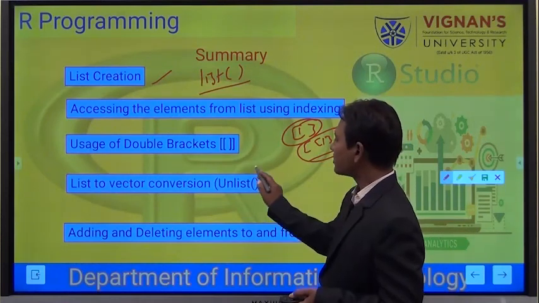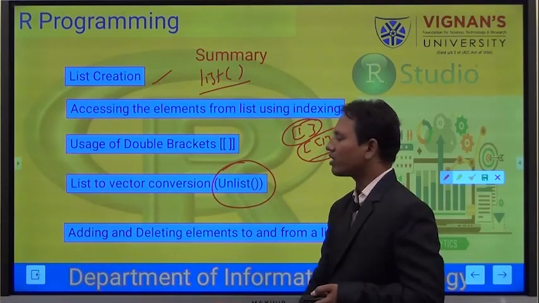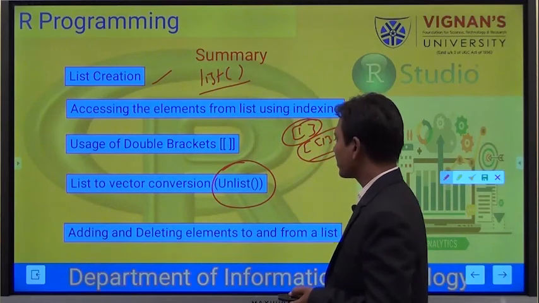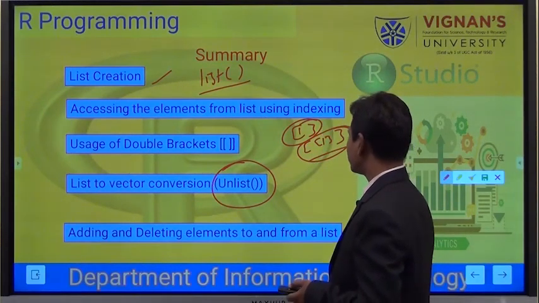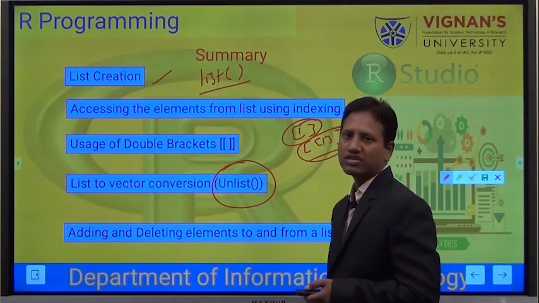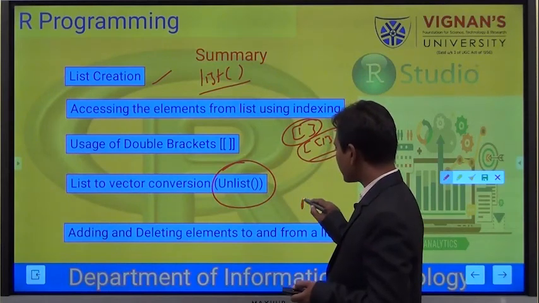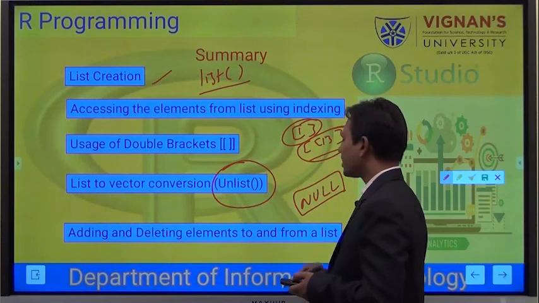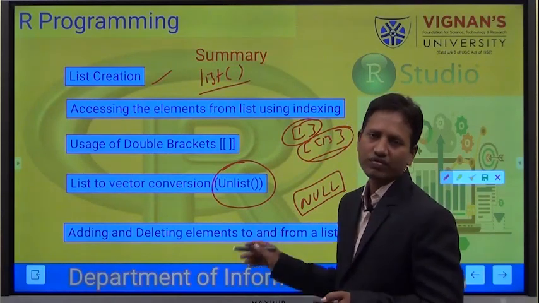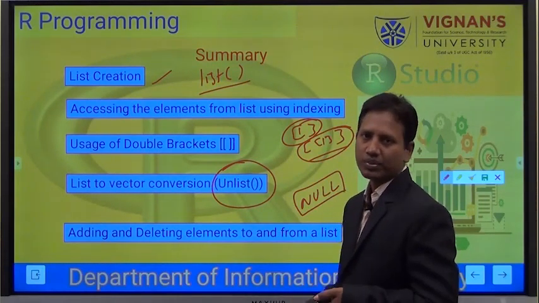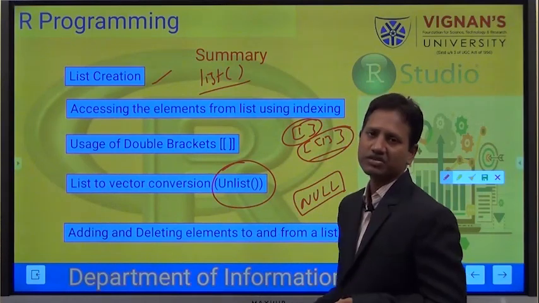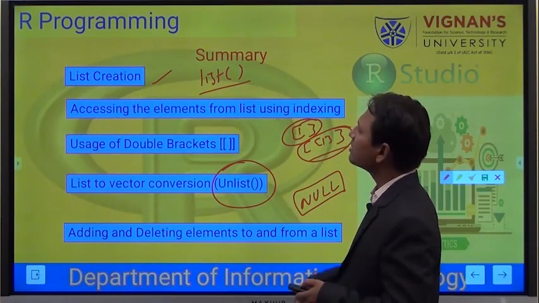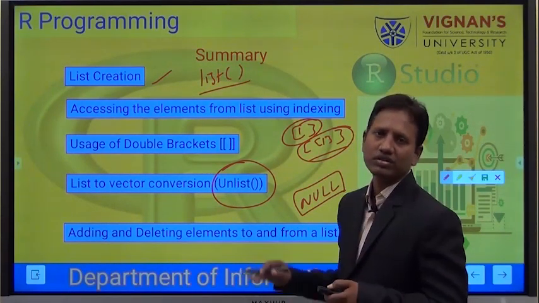And vector conversion, we have a function called unlist, and adding and deleting elements from the list. Here we have to remember the keyword capital NULL. By using this one we can delete an element with the help of indexing. So this is how we have learnt lists.